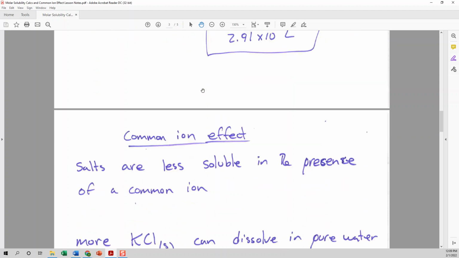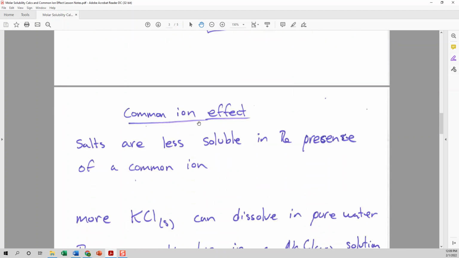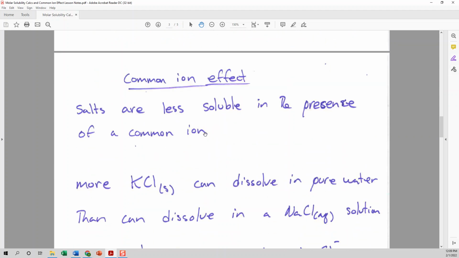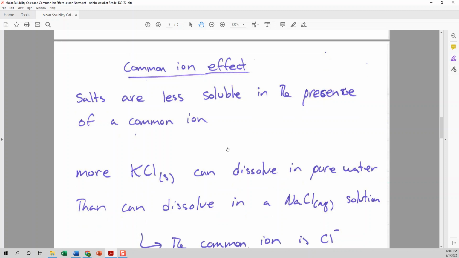Now I want to talk briefly about common ion effect. It's a pretty self-explanatory thing, I think. But salts, so ionic compounds, are less soluble in the presence of a common ion. So let's understand what that means.